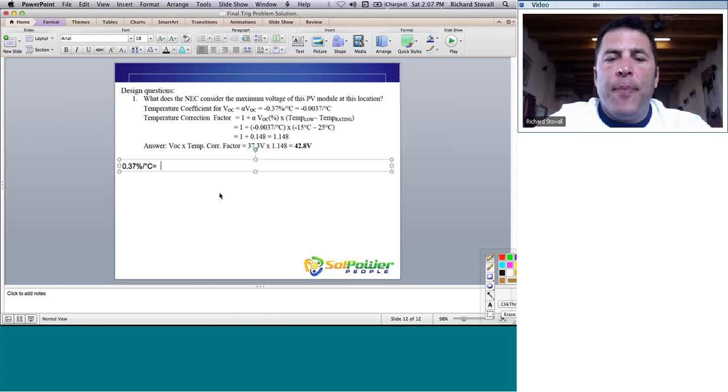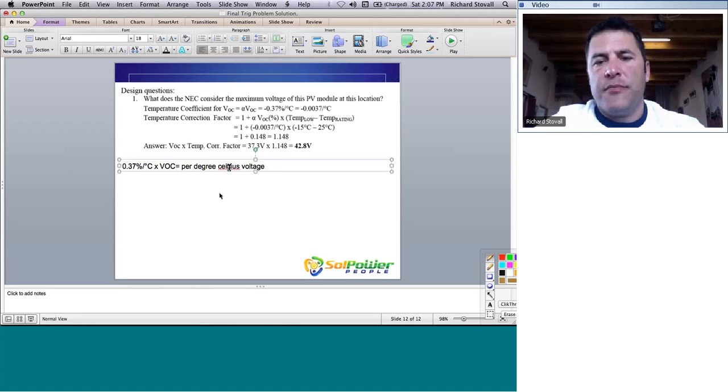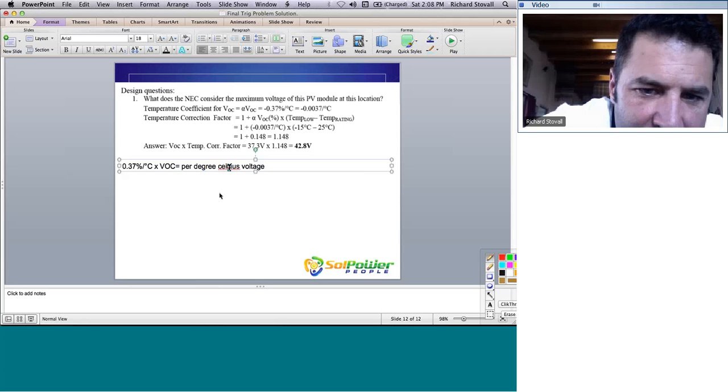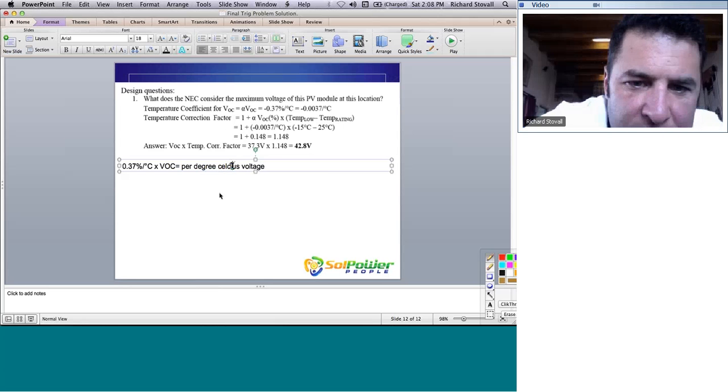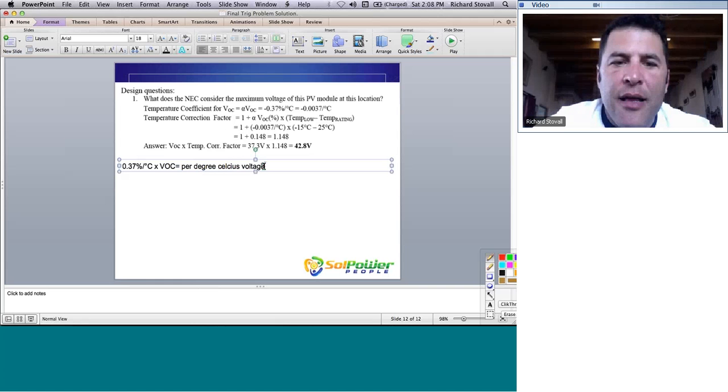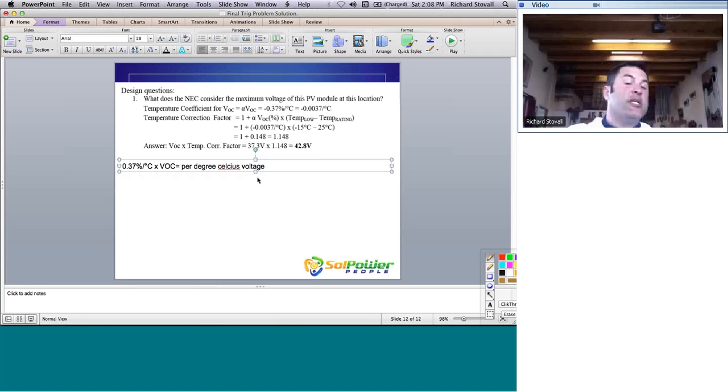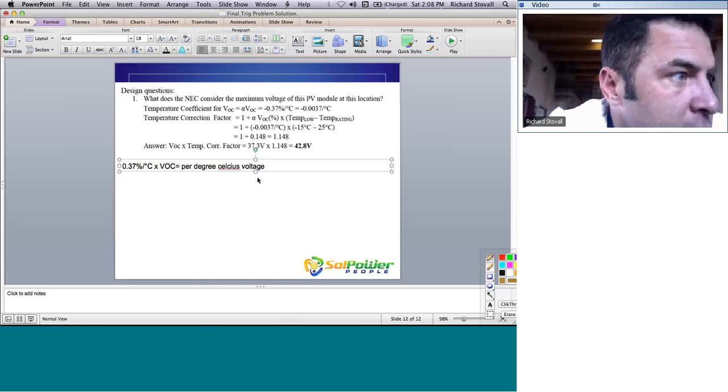Okay, so we multiply 0.37% times the VOC of the module, and we get the per degree Celsius voltage change. I'm sorry, Delta T. What's that? Isn't it by the change in temperature? Yes, this is the voltage change in response to temperature.